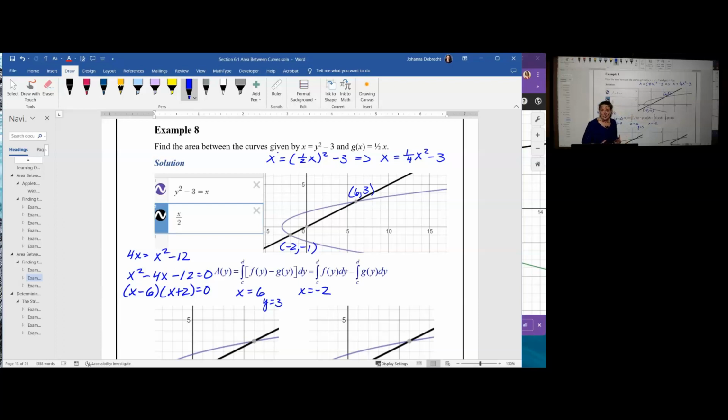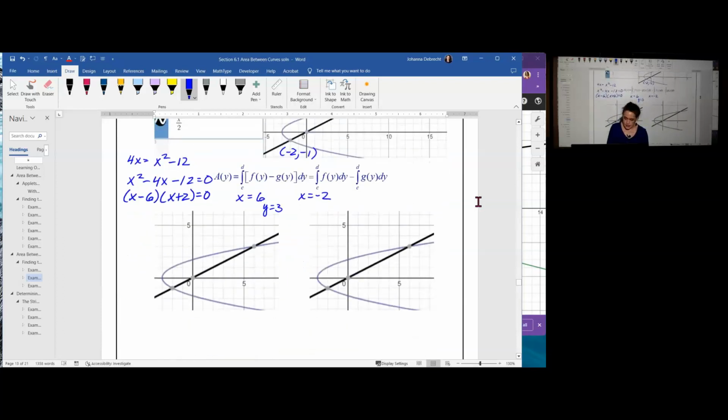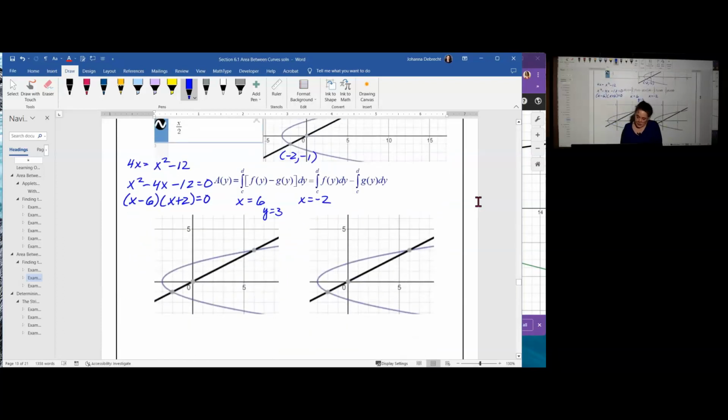Now that I know where they intersect, let's look at how we would set up the integrals if we went with respect to x or with respect to y. To go with respect to x, we have to draw the strips vertically. Notice that on this side, that puts the upper arm of the parabola above the lower arm of the parabola. Then it changes at -2, -1 and becomes the upper arm of the parabola above the line. This would make it split into two regions.